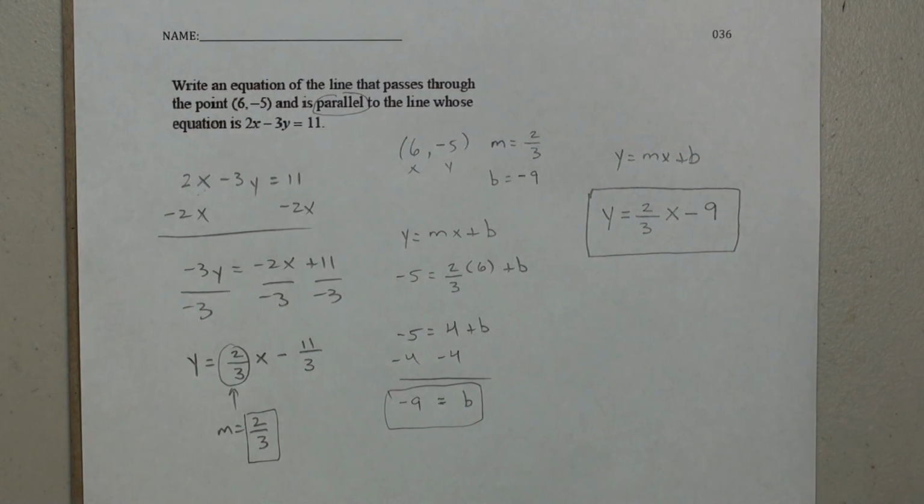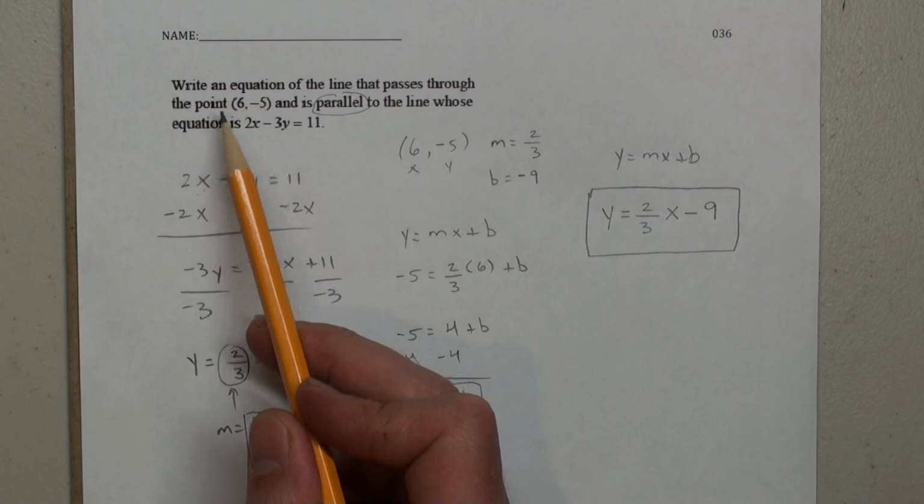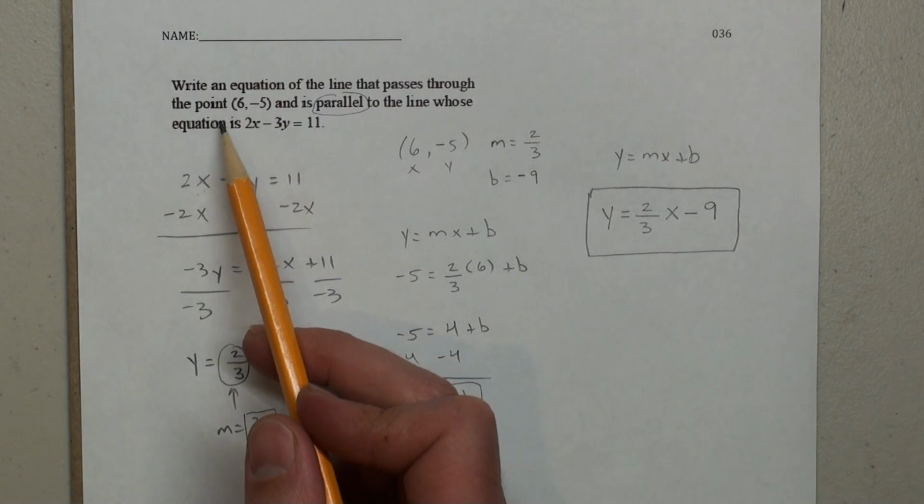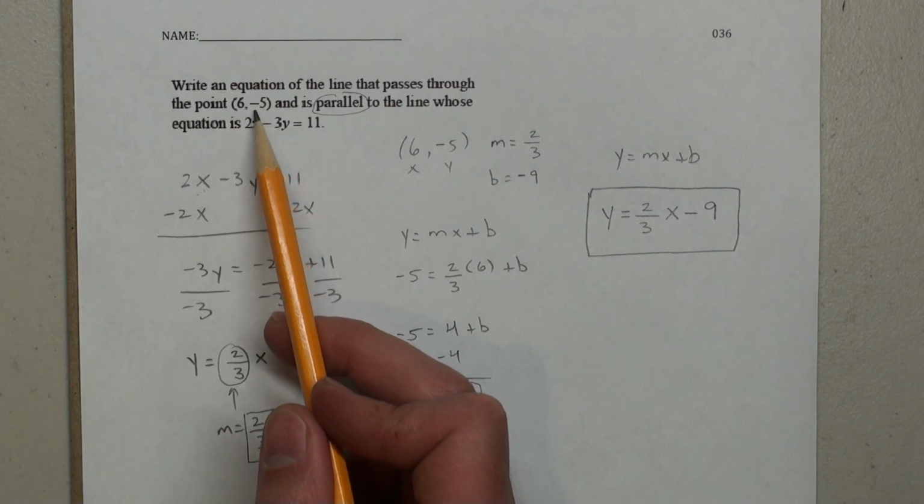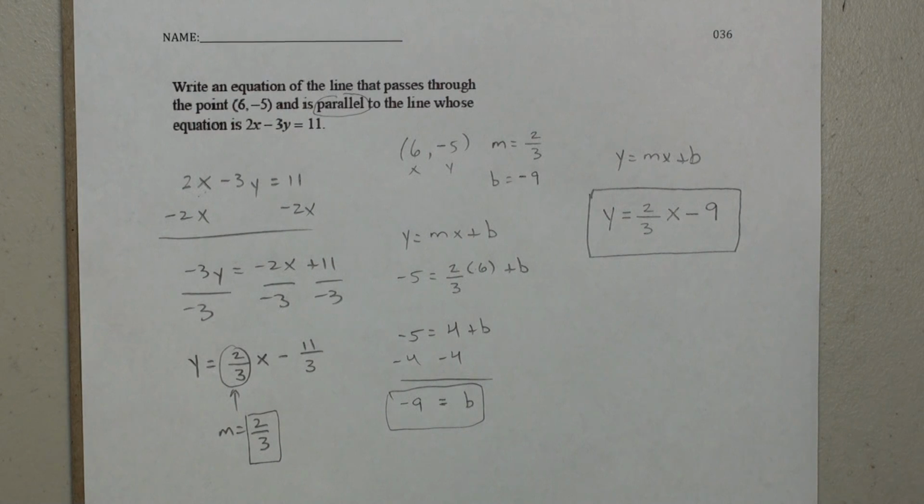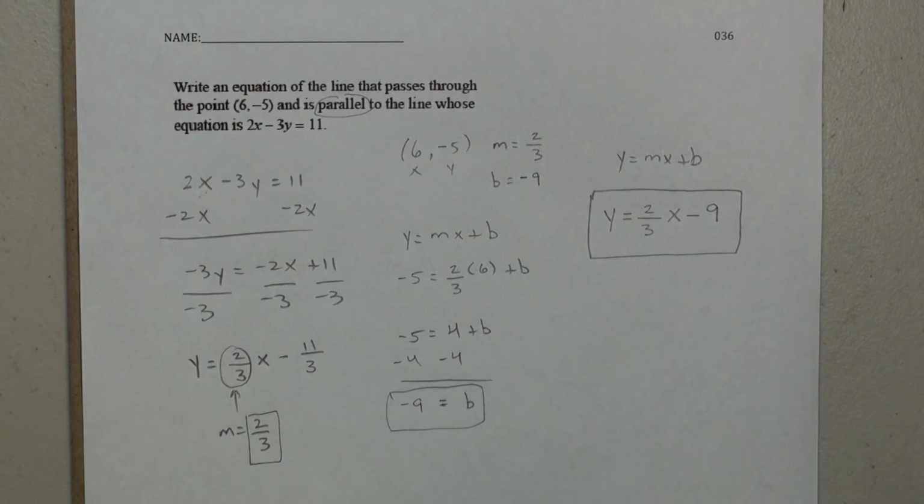It's not multiple choice. I box off my answers. And that's it. It's not asking me to justify anything. It just is telling me to write an equation parallel to this equation going through this point. And that's exactly what I did. So I am now done with those types of problems.